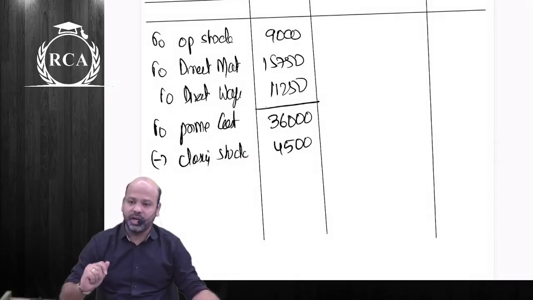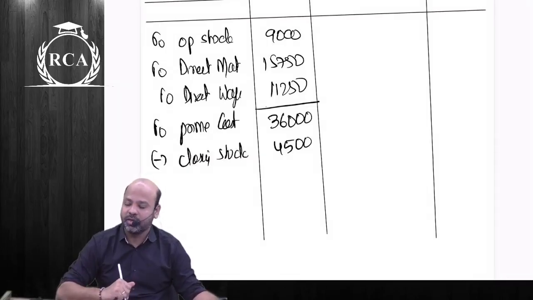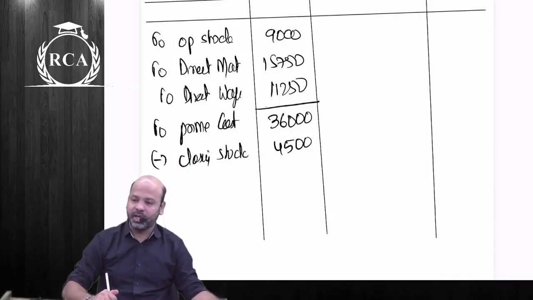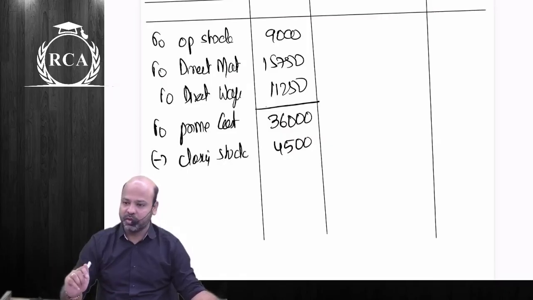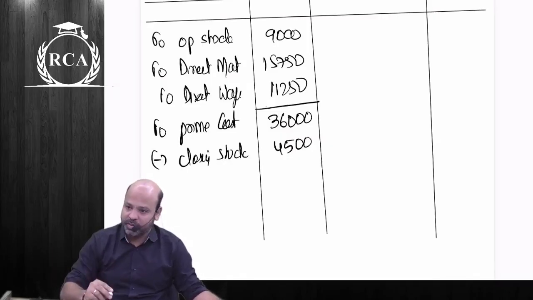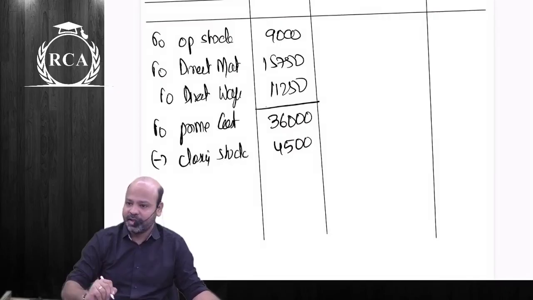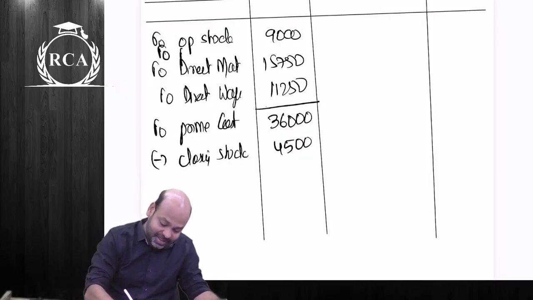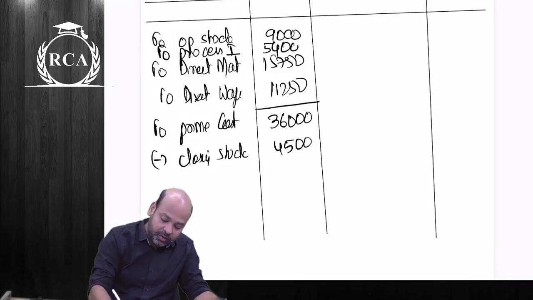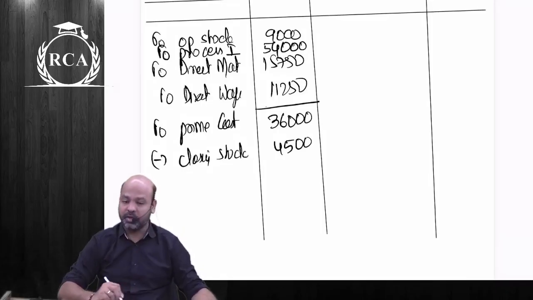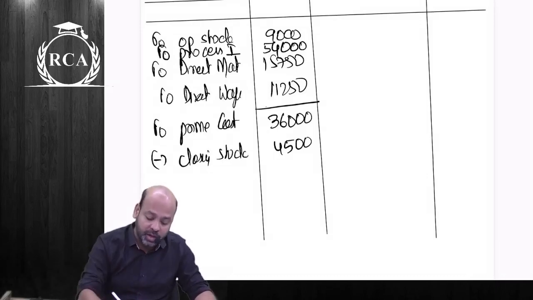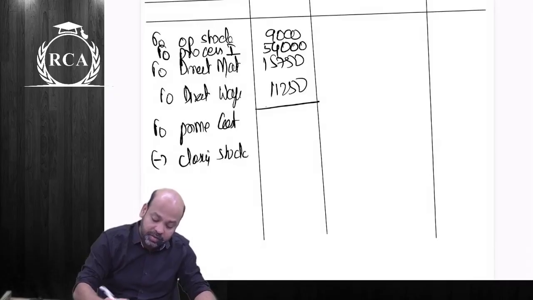From process 1 we have transferred an inventory of 54,000. In the previous question, you just added direct material and direct wages and left it. You don't use your mind at all. Whenever we talk about a subsequent process, it includes inventory that is also received from the previous process.